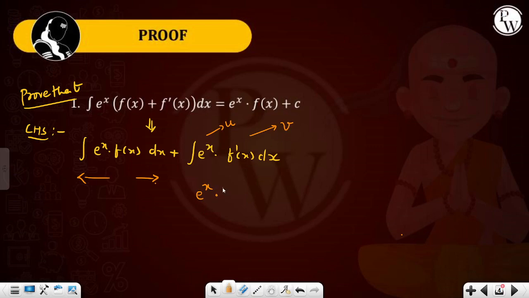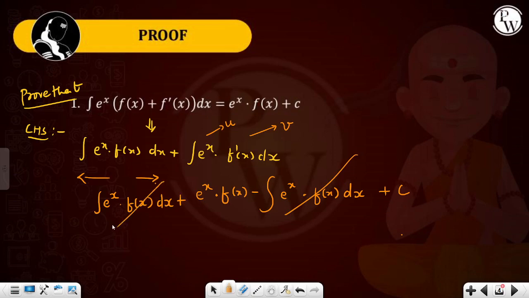Integration of v, f of x, minus integration of differentiation of u into integration of v. Plus you can put a constant of integration. And this will remain as it is. Magic. This and this are identical, so they will cut themselves. Final answer, e to the power x into f of x plus c. So I think proof was very, very simple.